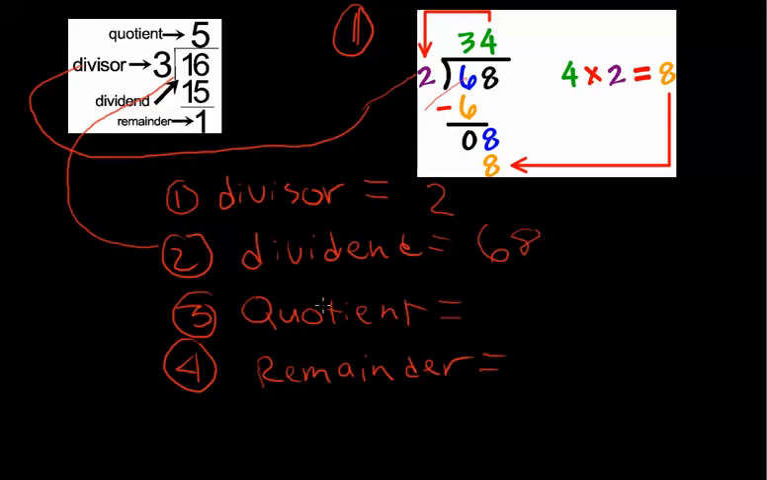And then the quotient. Look over here, the quotient is the number on top. So the number on top over here is 34. And finally, the remainder. If we do this correctly, there is 0 remainder, right? Because if you subtract these two numbers right here, we end up with 0. So 0 is going to be the remainder. All right, everybody get that?